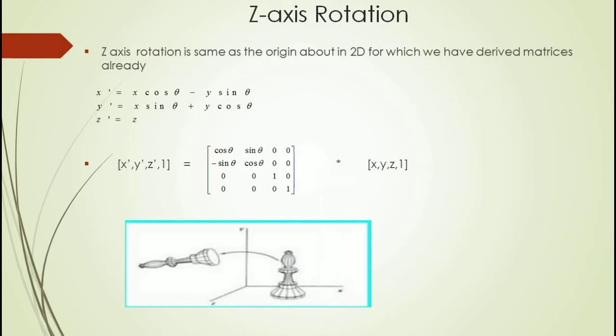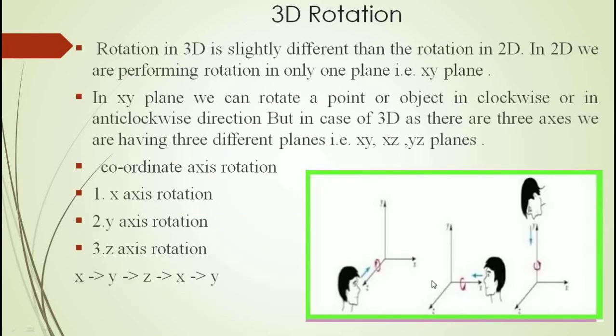Here you see that the object is rotated about the Z axis in an anti-clockwise direction, and this plane value, that is the Z value, is equal to 1 and only the X dash and Y dash values change, that is X dash is equal to this value and Y dash is equal to this value. Same here. Here is the second plane, the X plane.